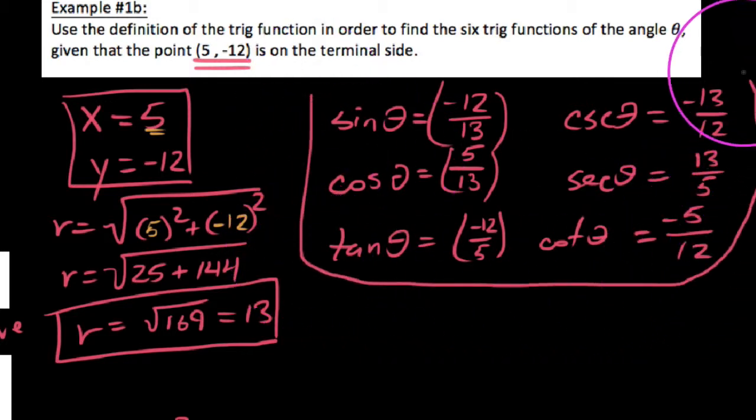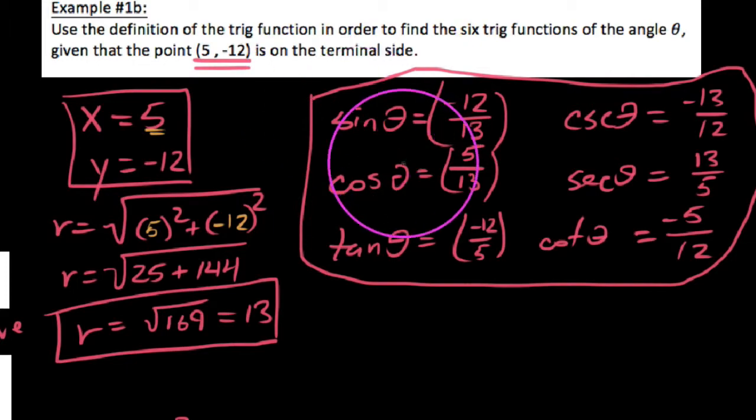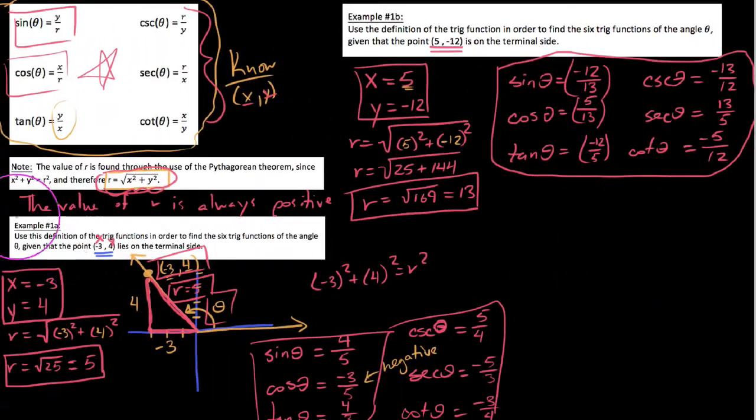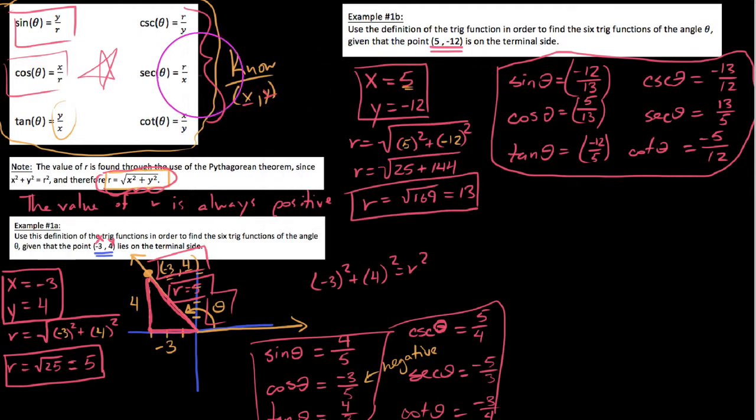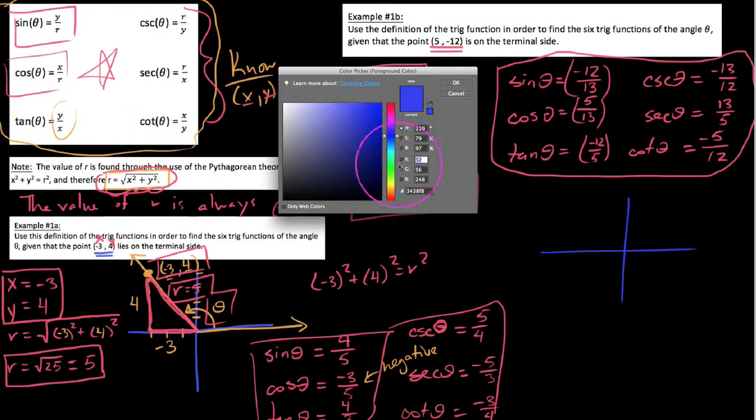So now the last thing I said I wanted to do was actually sketch the picture, which should have been the first thing we did. But I just wanted to show you that you don't always have to sketch the picture to use this definition here. But our picture, let's see, we had an angle. We said the point 5, negative 12 was on its terminal side. So what this means is we're going to start by sketching in the point 5, negative 12.